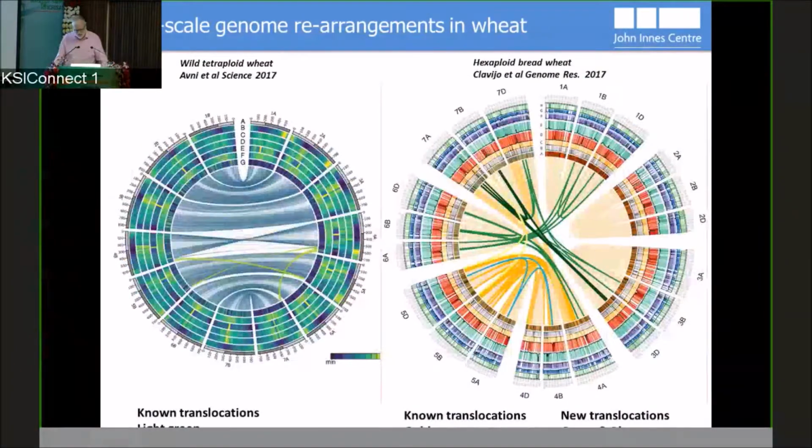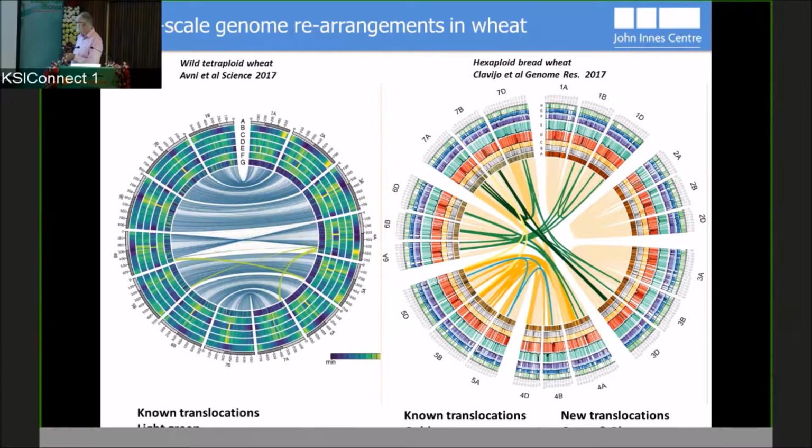The other sorts of changes, so after annotation, we started to look at large-scale structural changes in the wheat genome. Here you can see from Asaf Distelfeld's group, a published sequence of wild emmer wheat, a tetraploid. And here you can see in these pale green loops known translocations that have occurred at some stage during the evolution and domestication of these genomes. But you can see relatively few of these translocations in the tetraploid.